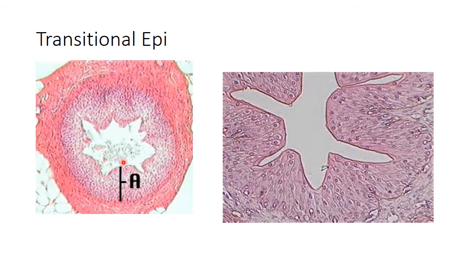This is a cross-section of what's called a ureter. It's a tube that goes from your kidneys down to your bladder. And as this fills with urine, these flatten out and expand out. Transitional epithelium.